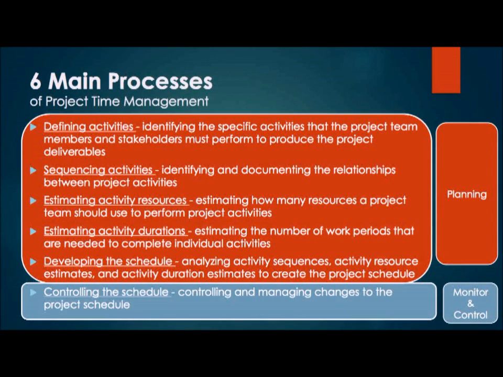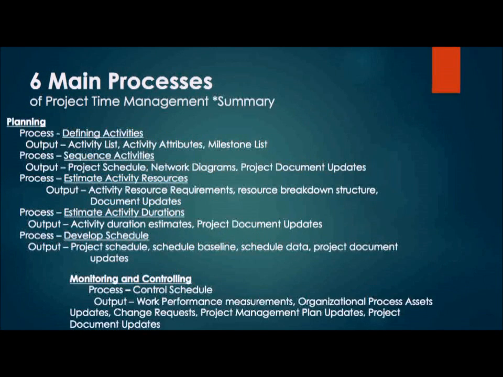The 6 main processes involved in time management are defining activities, sequencing activities, estimating activity resources, estimating activity durations, developing the schedule, and then controlling the schedule. Here's a little diagram that you can find on page 214 in chapter 6, figure 6.1 from our book.